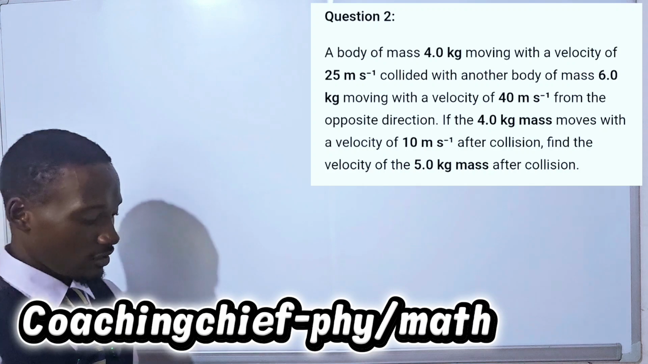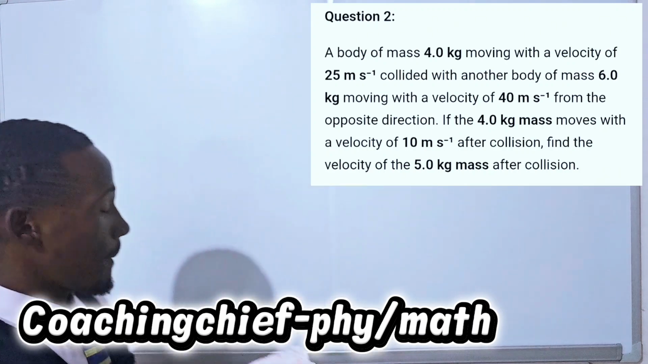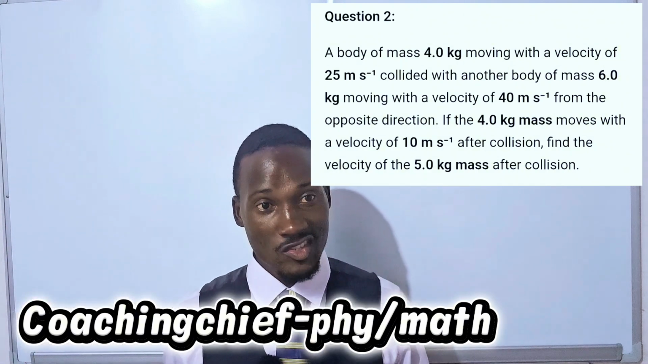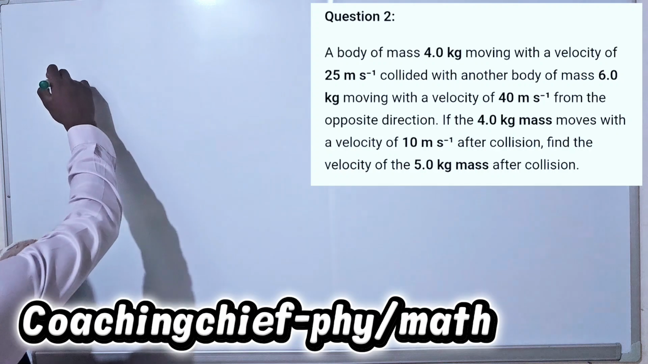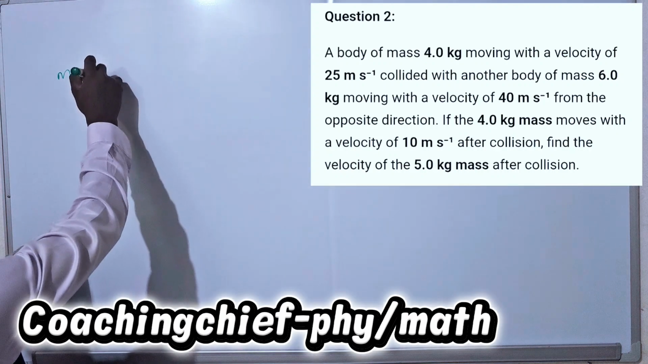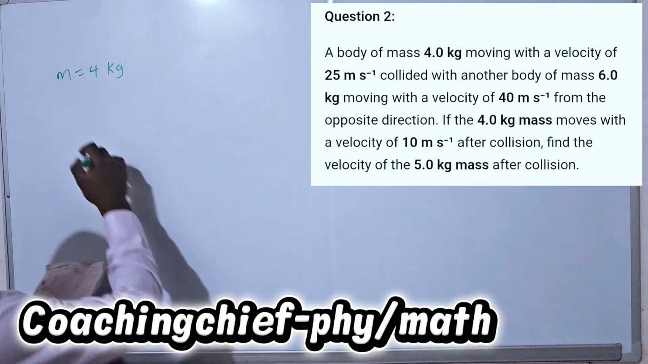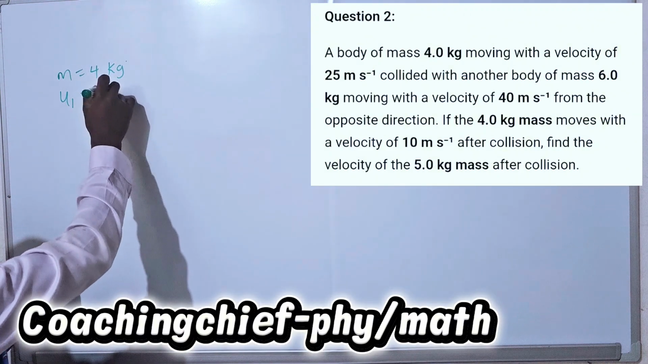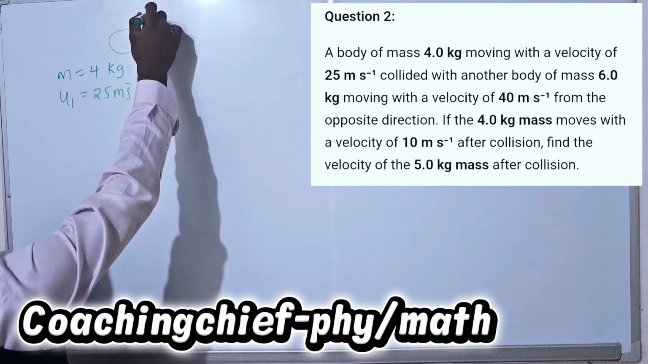They are telling us that a body of mass 4. So I told you how to interpret questions. You read questions as you pull out information. For example, a body of mass 4 kilograms moving with a velocity of 25 meters. It means its initial velocity is 25 meters per second. And this is our body.